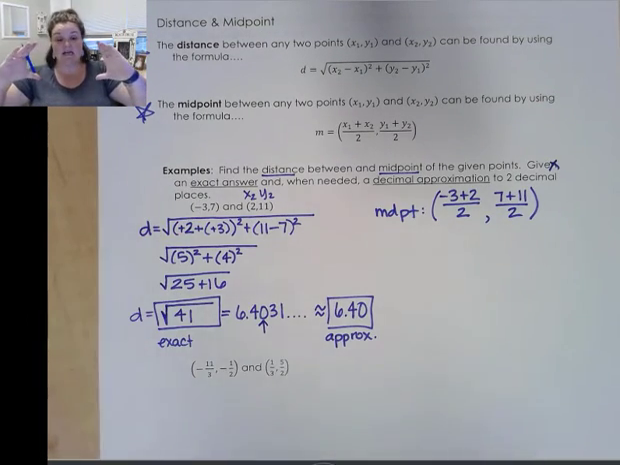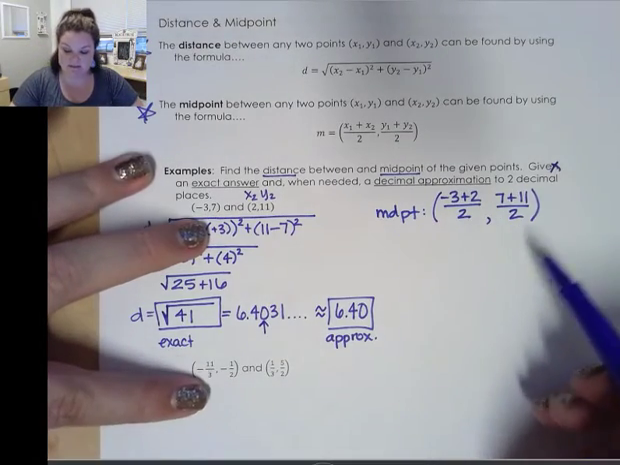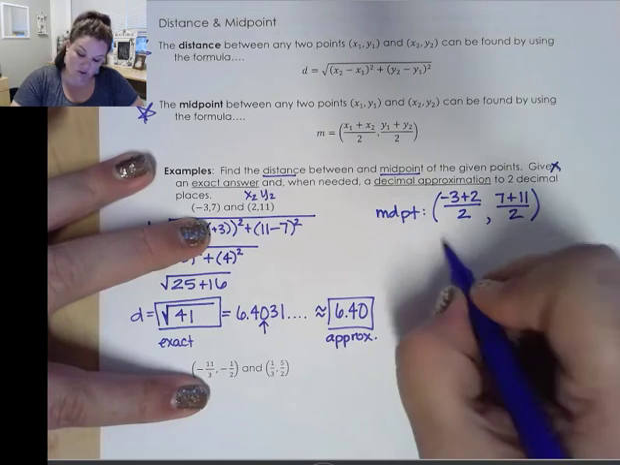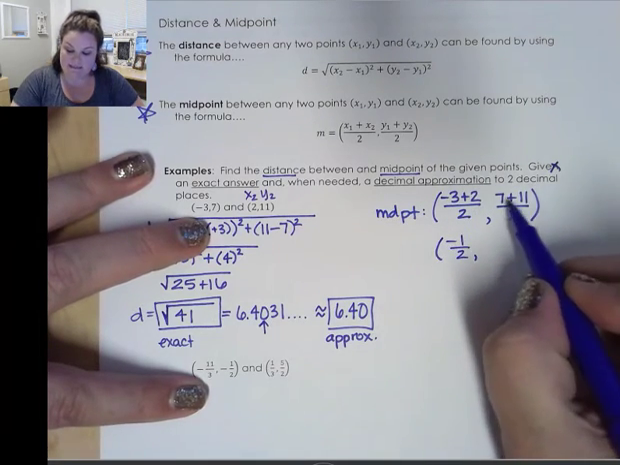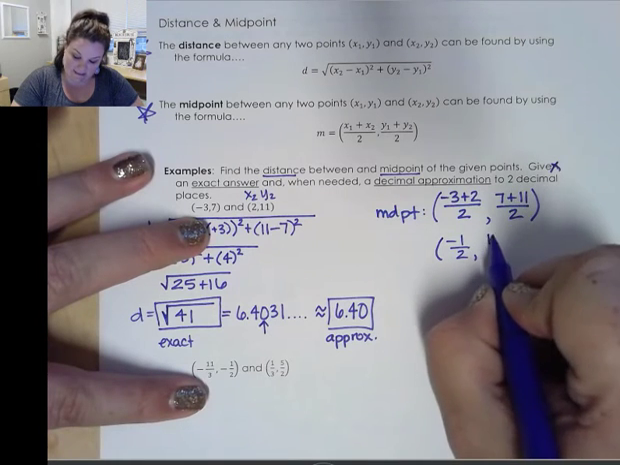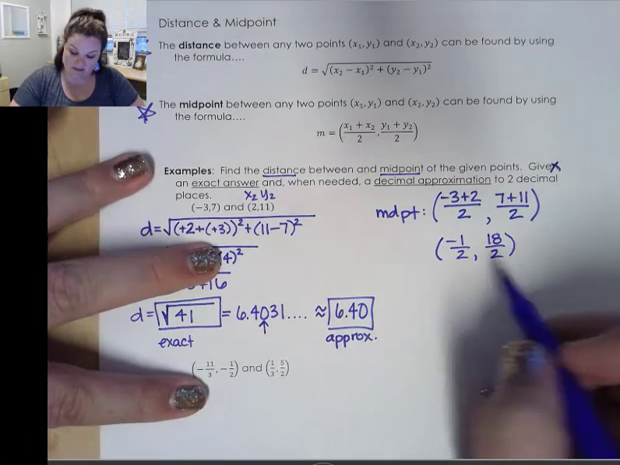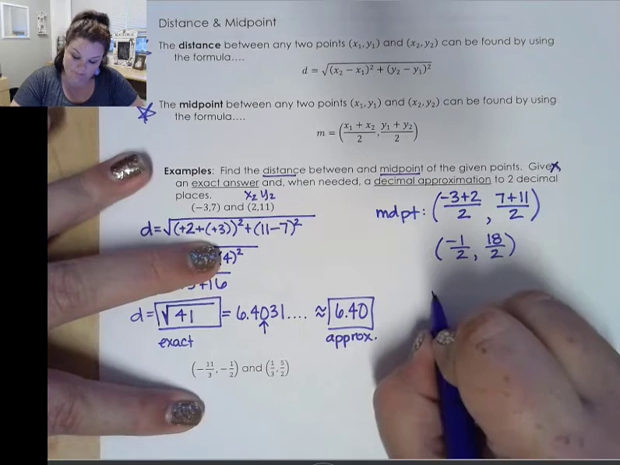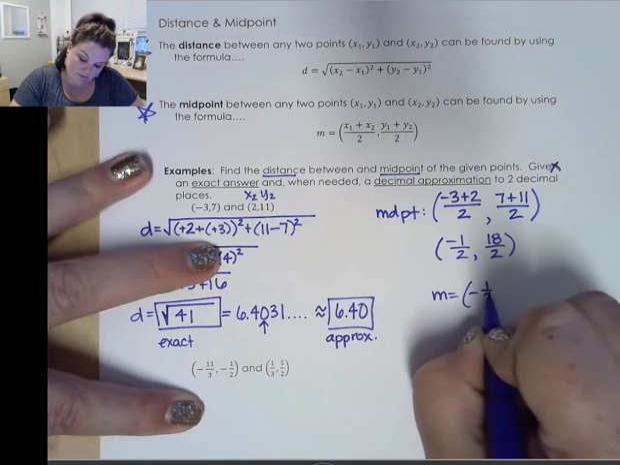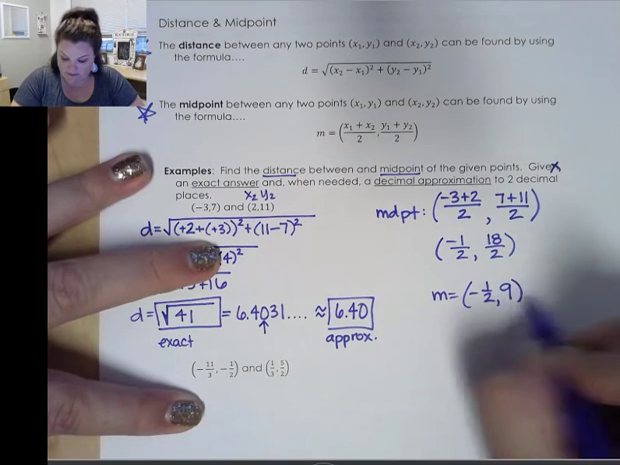Make sure you're leaving it as an ordered pair, because it is a point, okay? And now we just need to simplify this. So -3 plus 2 is -1 over 2, and 7 plus 11 is 18 over 2, and then I simplify that. Okay, now -1/2 does not reduce, so we're just going to leave it in fraction form. So -1/2, but 18 divided by 2 comes out to an even 9. So we're going to leave it as 9.